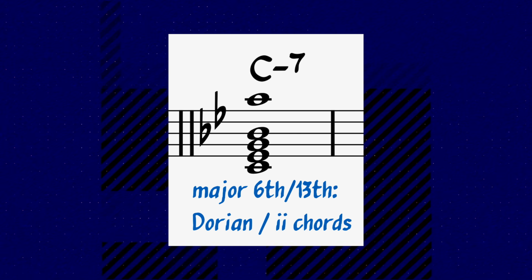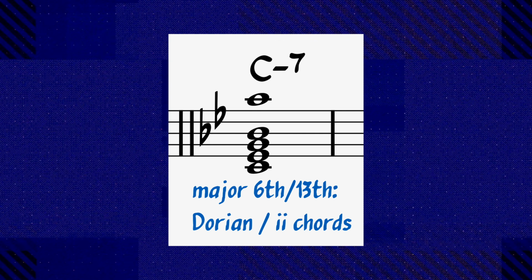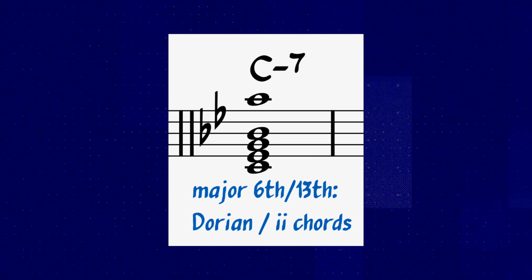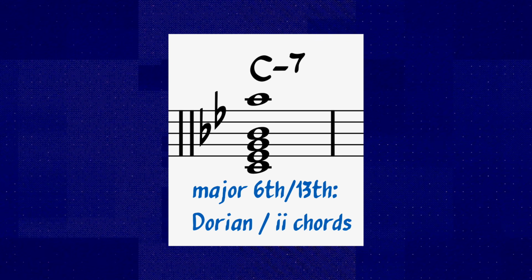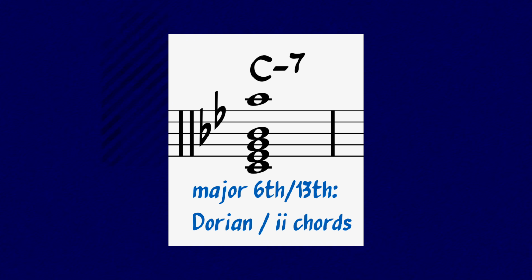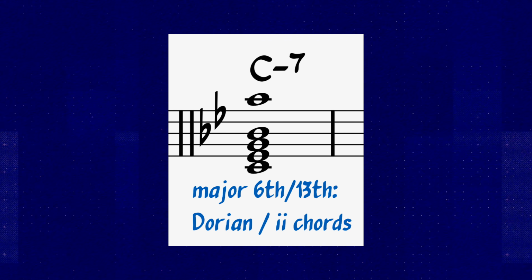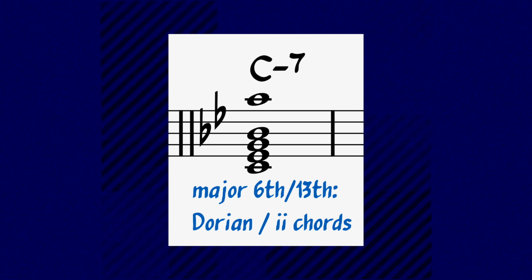The natural 13th, so for example, over a C minor chord, we're talking about the note A natural, because it's the 6th note of that scale. Works great in Dorian modal jazz contexts, like if we're playing Impressions or Maiden Voyage. And whenever that minor chord is functioning as a 2 chord, like the 2 in a 2-5-1.